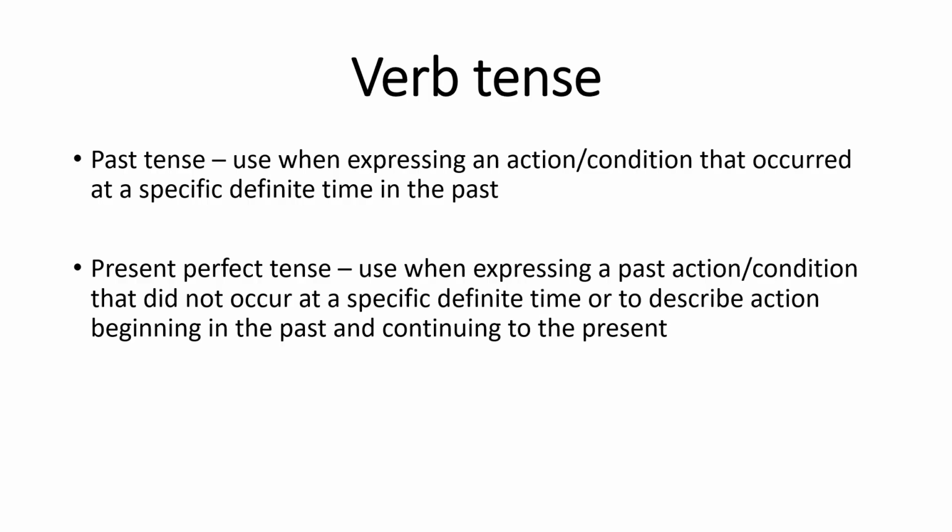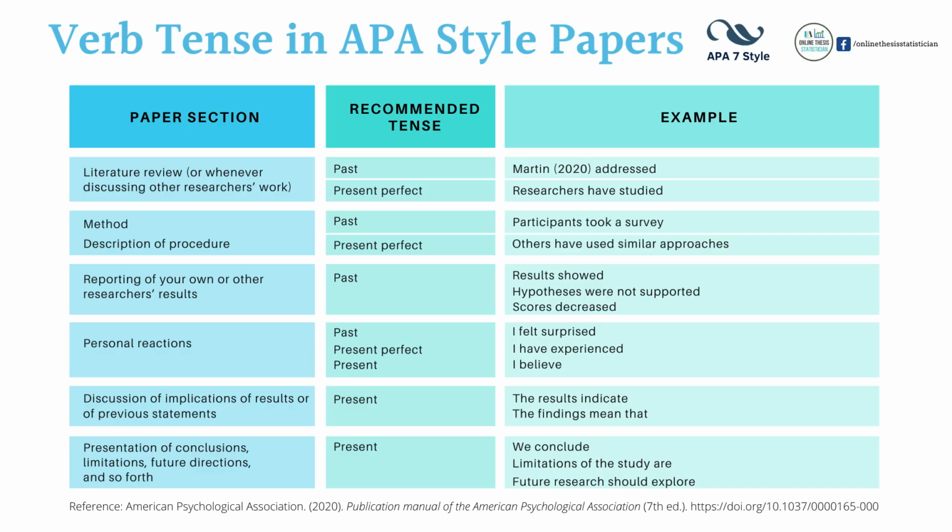Be careful about verb tense in your paper. Use past tense when expressing an action or condition that occurred at a specific, definite time in the past. Comparatively, you would use present perfect tense when expressing a past action or condition that did not occur at a specific definite time, or to describe action beginning in the past and continuing into the present. Let's look at some examples of these.